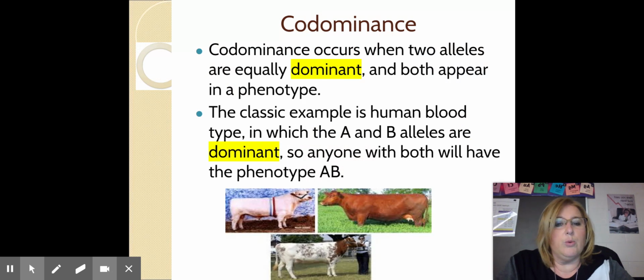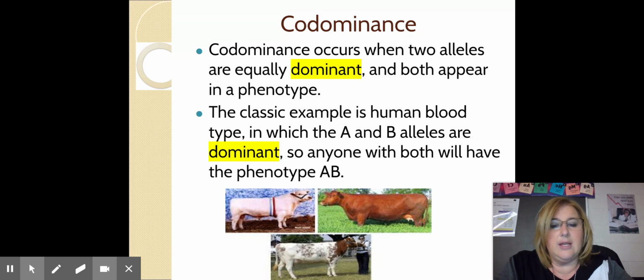Codominance is going to occur when two alleles are equally dominant and they both appear in a phenotype. The classic example would be human blood type, and we'll talk a lot this week about blood types. But in human blood type, A is dominant and B is dominant. And so if a person inherits the A allele from one parent and the B allele from another parent, the individual will have type AB blood. Both the A and the B will show up when the blood is typed.